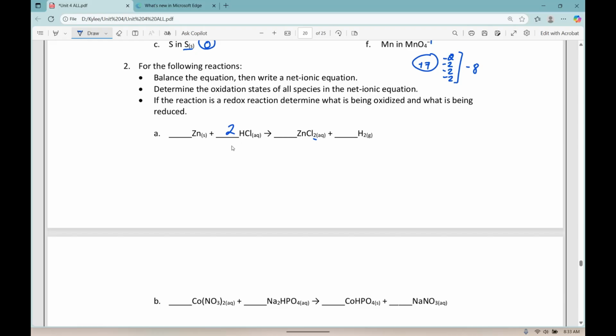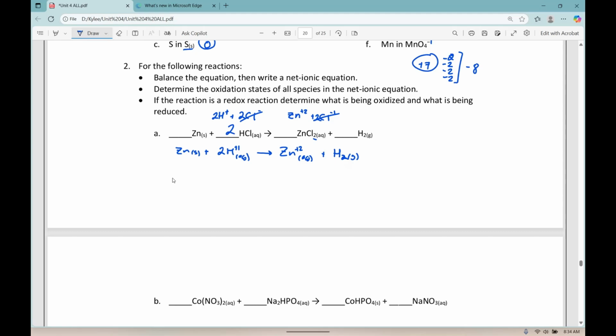Now, my net ionic equation, remember I can break apart anything that is aqueous. So I can break apart hydrogen and I can break apart chlorine. That 2 counts for both of them. And then on the right-hand side, I can break apart zinc and I can break apart chlorine. Now, the only one that would cancel would be my chlorine. So I'm going to rewrite this. I have zinc solid plus 2 hydrogen ions in aqueous solution. And that's going to form zinc 2+, and that's aqueous, plus hydrogen gas.